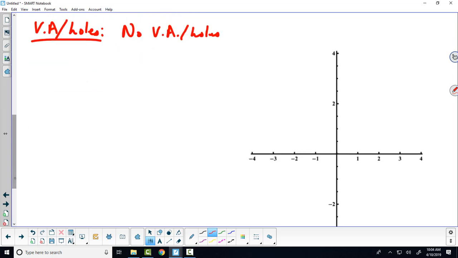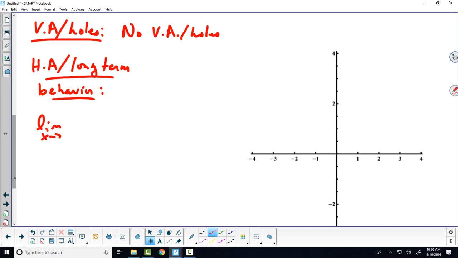Okay? All right, let's look at the horizontal asymptotes and long-term behavior. This is why I'm doing this example. This is long-term behavior. If you remember from college algebra techniques, there are no horizontal asymptotes to this function. And in fact, if we looked at the limit as x approaches infinity of our function, x cubed over x squared plus 1.